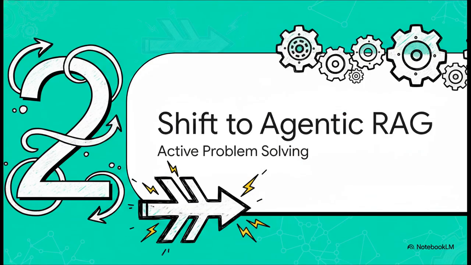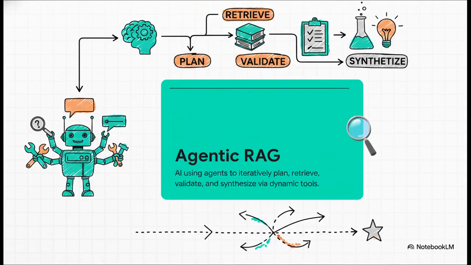Which brings us right into Section 2, the shift to Agentic RAG, or active problem solving. So, what is Agentic RAG? It's all about transforming the AI into an active participant. It can identify gaps in its own knowledge, call the right tools, and literally loop its processes until your task is completely resolved. Instead of doing one blind retrieval, the AI model acts as a true agent.